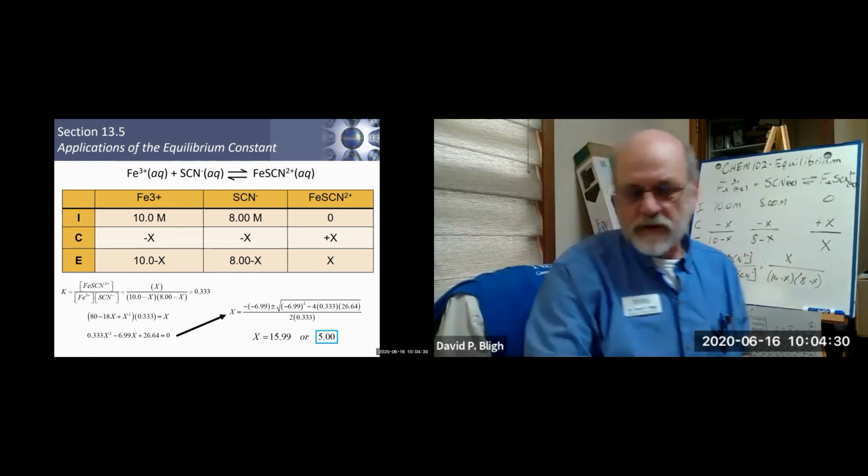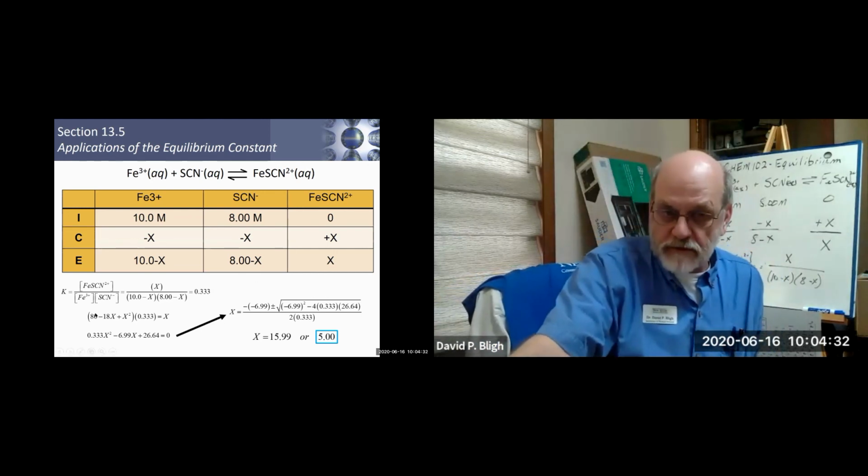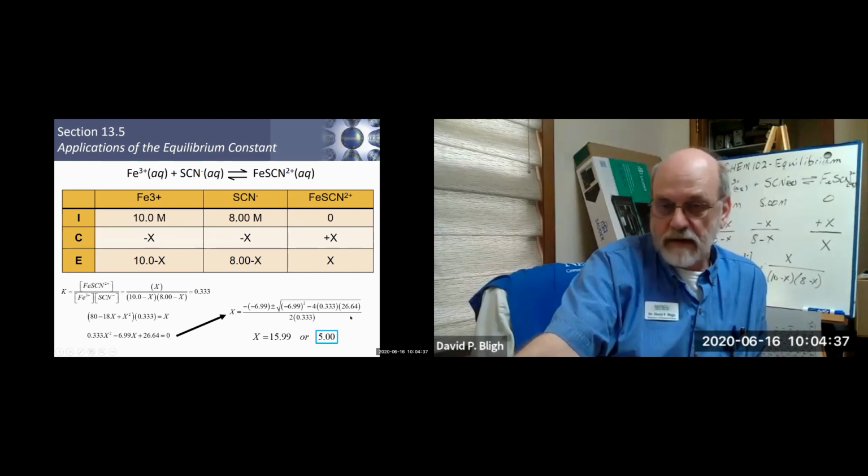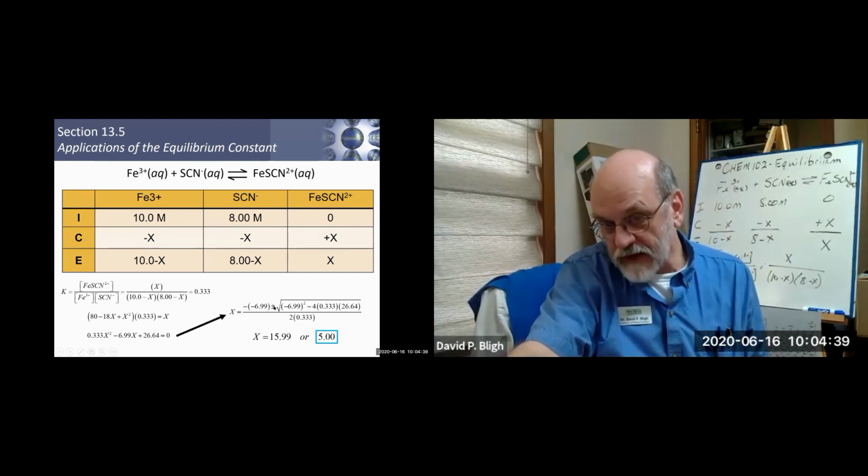Okay, so once we go through the solution here, we get two values, right? That's due to the plus or minus right here.